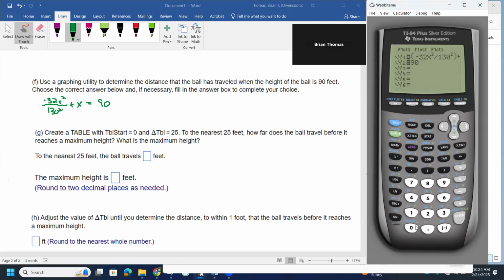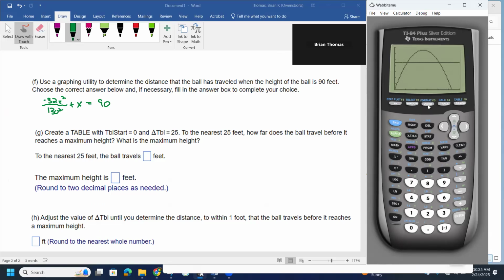Y equals 90 represents 90 feet off the ground. If I graph that, that's going to be the travel of the ball. Notice that y equals 90 represents how high off the ground I am. So notice how it gets up to 90 feet twice, on the way up and on the way down. So if I can find these two points of intersection, that's going to tell me how far off the ground I am.